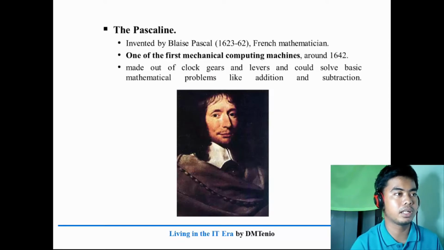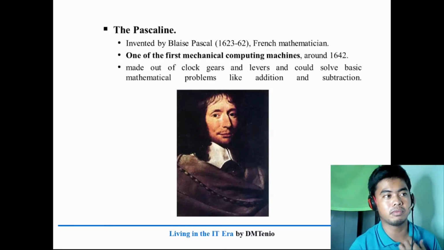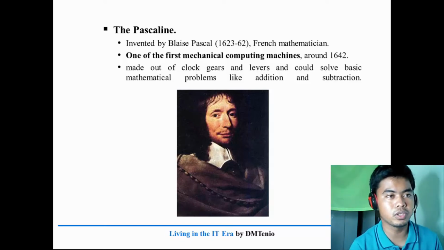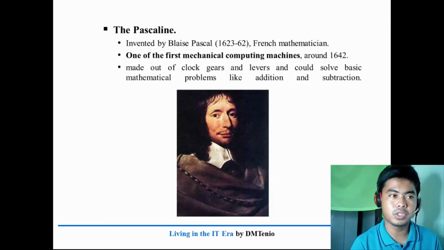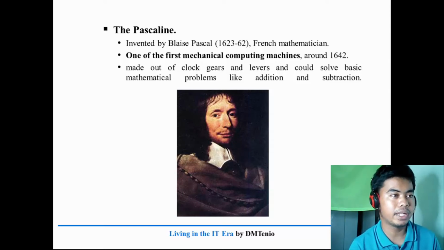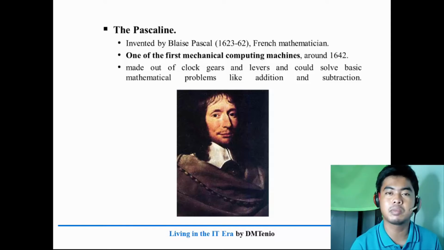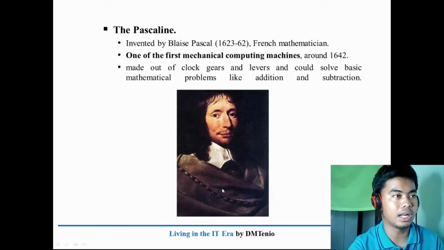Then we have the Pascaline by Blaise Pascal. So invented by Blaise Pascal, 1623 to 1662. So French mathematician, one of the first mechanical computing machines. So around 1642, made out of clock gears and levers, and could solve basic mathematical problems like addition and subtraction. Ito po si Blaise Pascal.